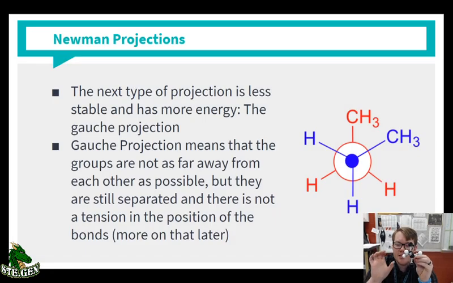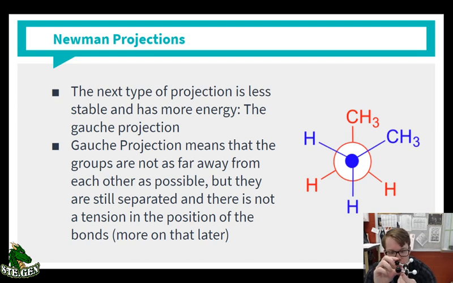If we were to tilt it and rotate it so that they are still not overlapping, but they are close to each other, they're pretty close to each other in this case. So if I look down the barrel, I see the one in the back is going up and the one in the front is going off to the side. This is called a gauche projection. It means that the groups are not as far away from each other as possible, but they are still separated, and there's not a tension in the position of the bonds. That will make a little bit more sense later on. So this would be gauche. This would also be gauche.